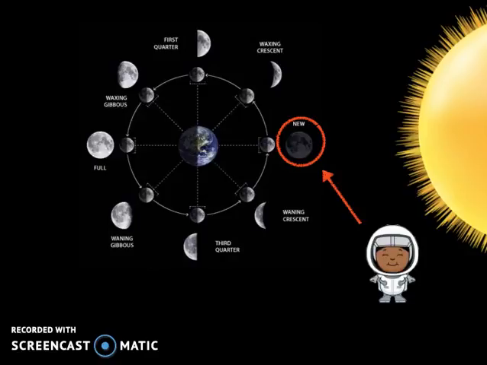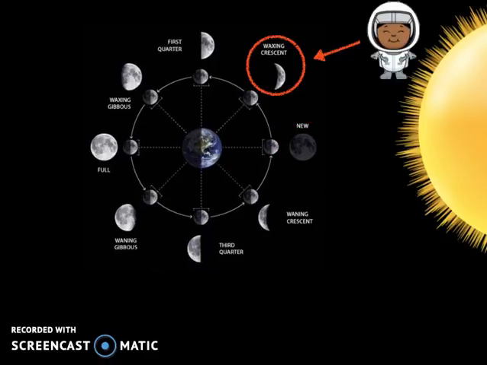The lunar cycle begins with the new moon. During this phase, the moon is not visible from the Earth because the half of the moon that faces away from the Earth is lit and we only see the dark half. During the waxing crescent phase, we begin to see a very, very small part of the moon lit by the sun, but most of it is still shadowed.